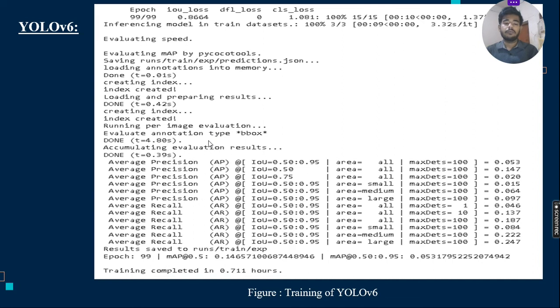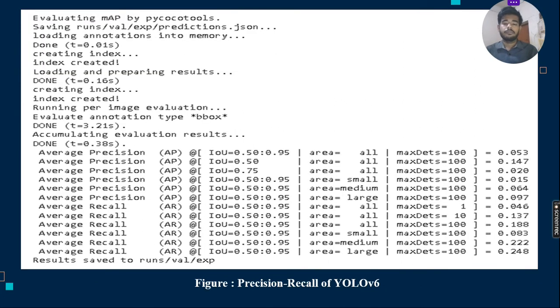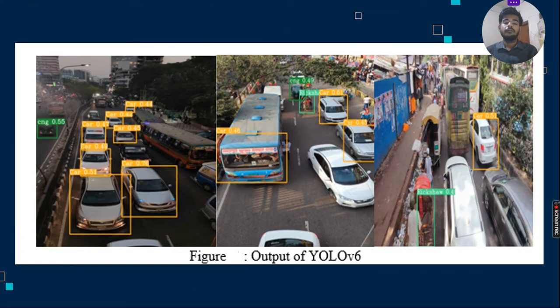YOLO V6. Here we can see the accuracy rate of YOLO V6 is 24%. This is the precision recall of YOLO V6, and this is the output of YOLO V6. In the output of YOLO V6, we can see the model can detect the vehicle correctly. Here it is detecting cars, but the bus or other vehicles are not detected.